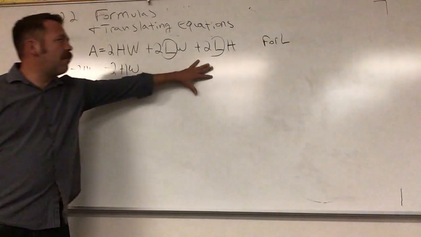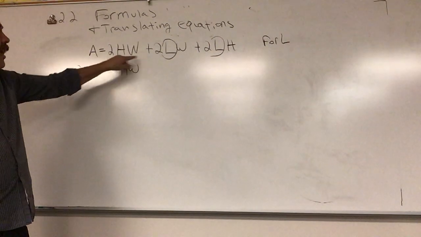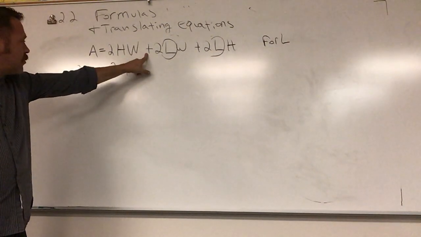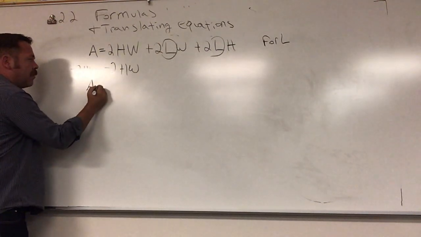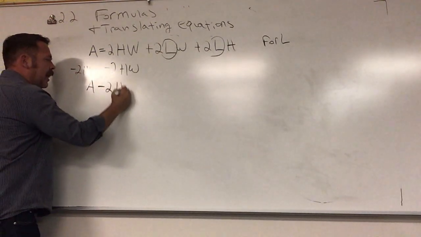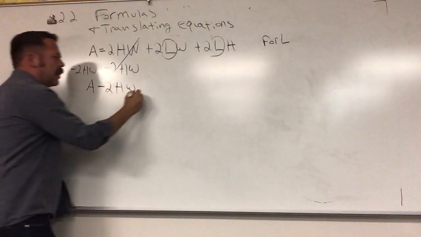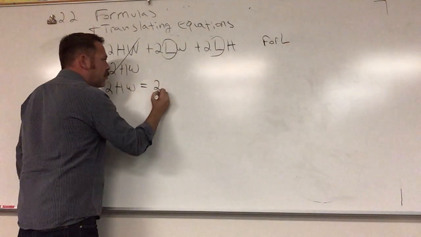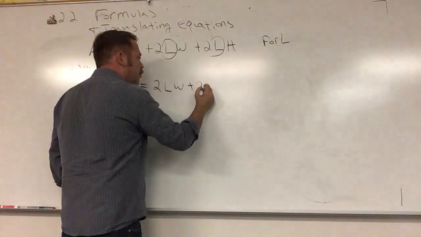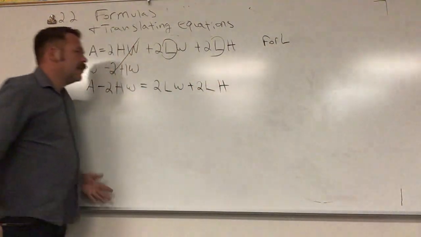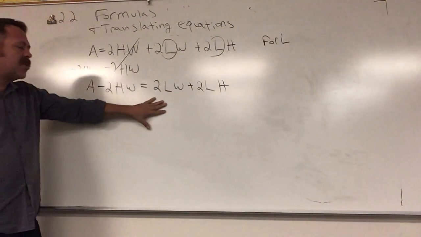See, I want to get everything away from these L's, right? That means I have to move this 2HW to the other side. And since it was being added, I subtracted it from both sides. Okay, so now I have A minus 2HW, that canceled, equals 2LW plus 2LH.